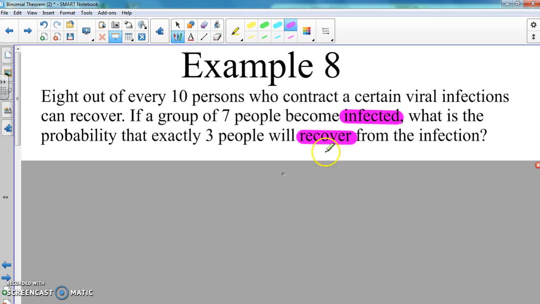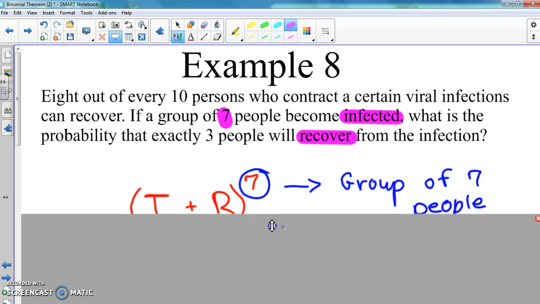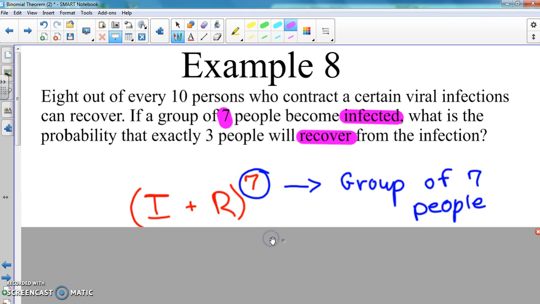And if you look at it, it says if a group of 7 people become infected, what is the probability of, and so on. So the total number of people in the group is 7. So when we do this, we're going to do I plus R to the 7th power. This is a group of 7 people. All right, now from there, we need to go ahead and set this up.